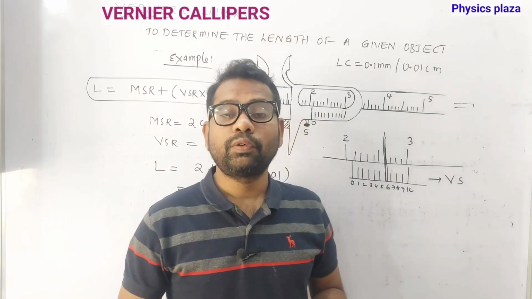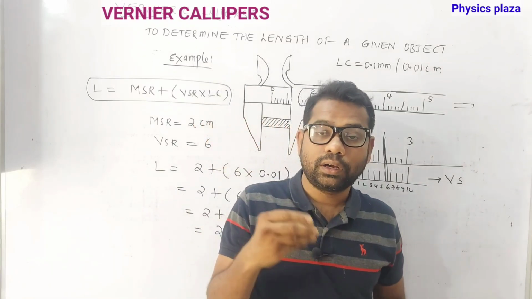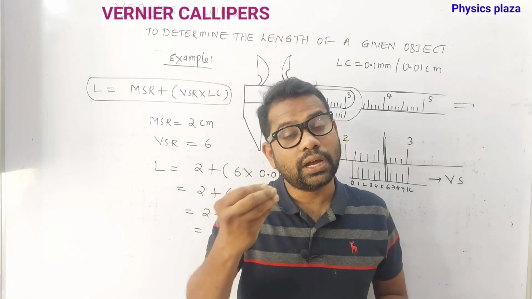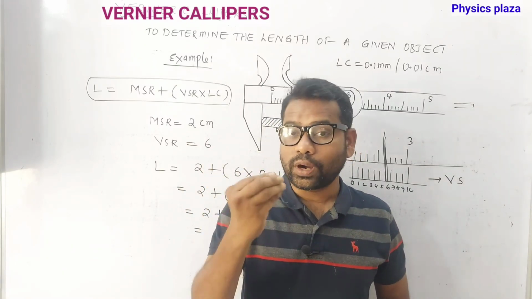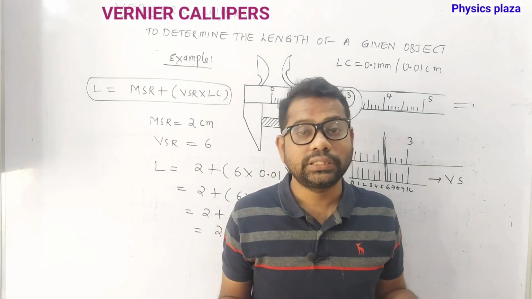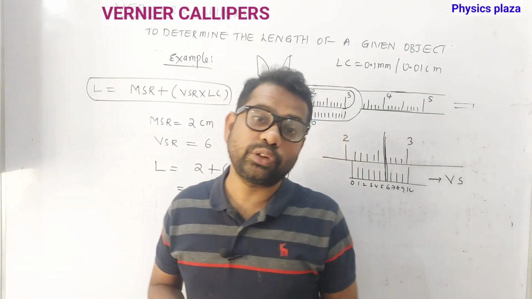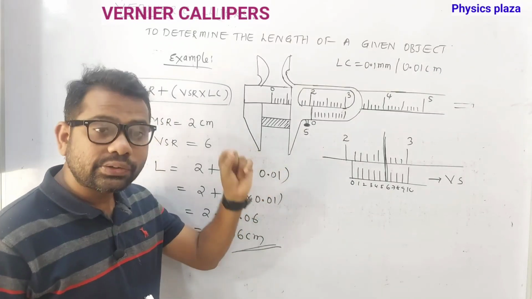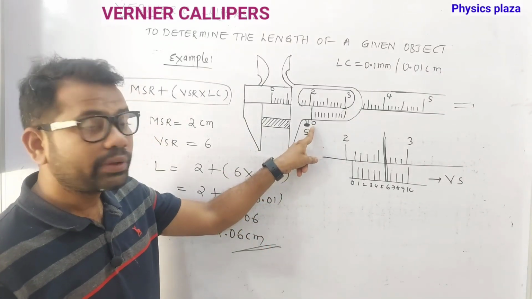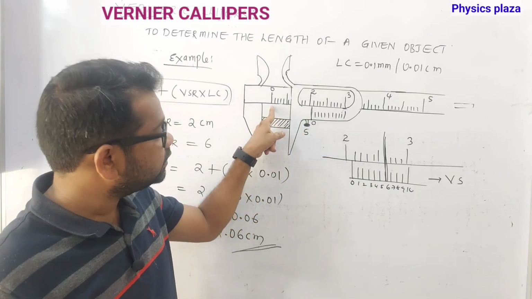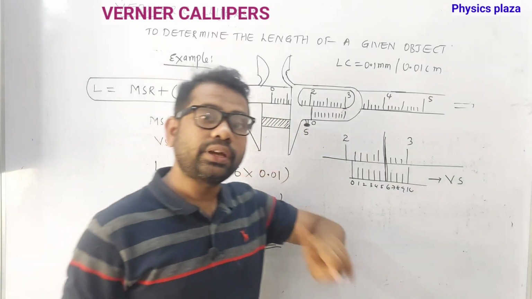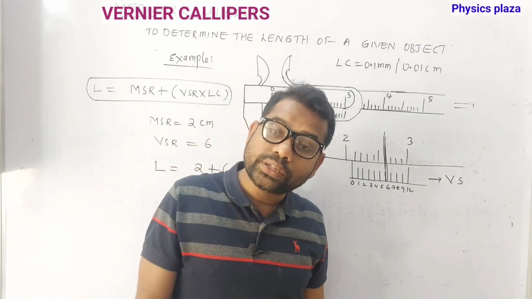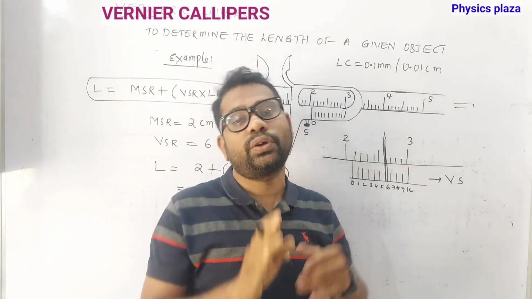And again, I'm telling you, before determining the length with the help of Vernier calipers, children, we need to check whether there are any errors or not. So what is a zero error, children? The Vernier calipers are free from zero error if you can bring the external jaws into contact in such a way that the zero reading of the Vernier scale coincides with the zero reading of the main scale. If it is not coinciding, we can say that it has some zero error.